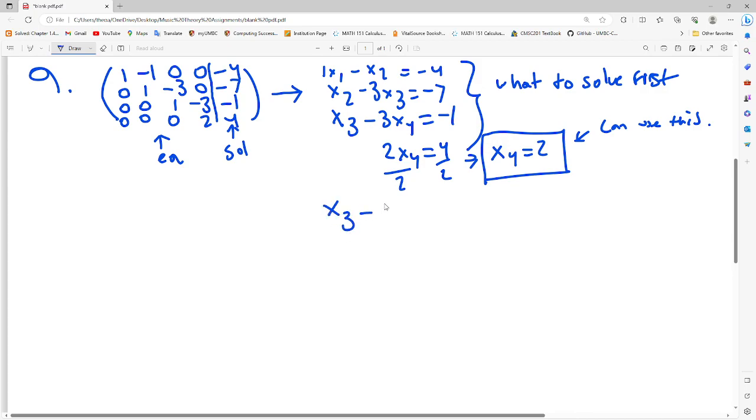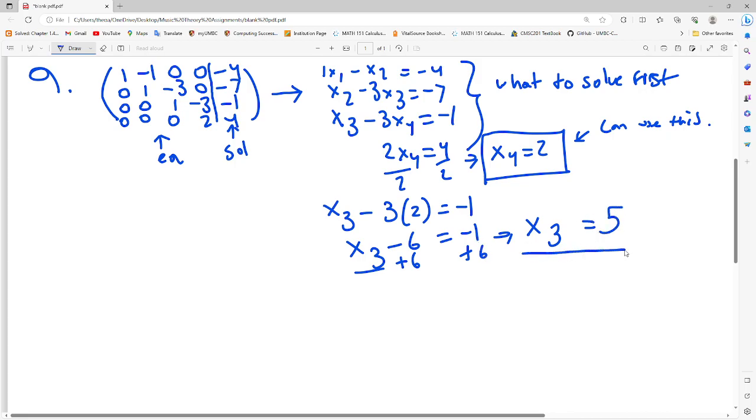x3 minus 3 times x4, but we stated above that x4 is 2. So we have 3 times 2 equals negative 1, which gets us x3 minus 6 equals negative 1. We want to get this x3 by itself, so what are we going to do with this negative 6? Yup. Add it to both sides. So we end up getting x3 equals, what's negative 1 plus 6? 5. So x3 is equal to 5. And now we can use both of these.